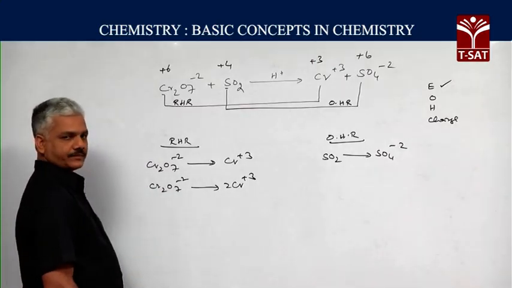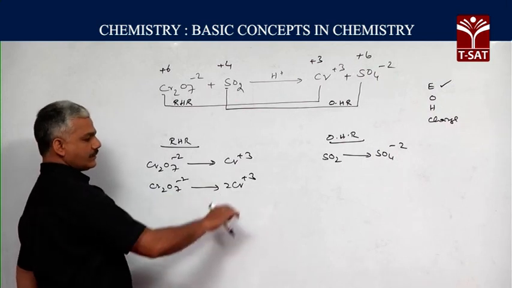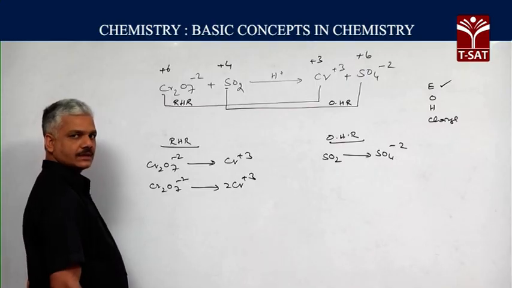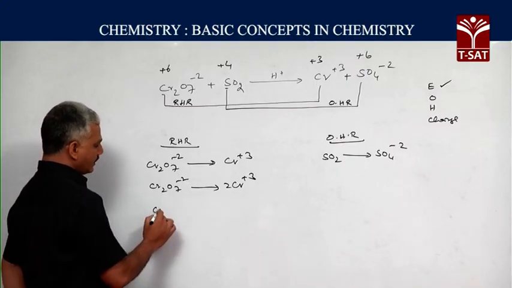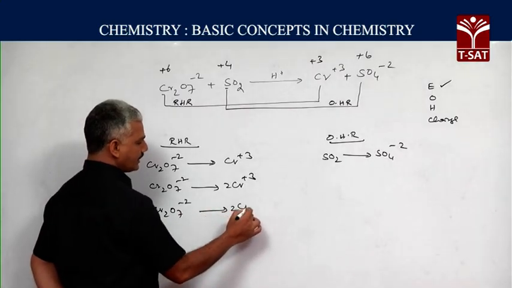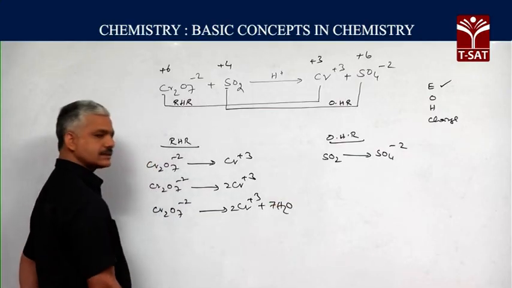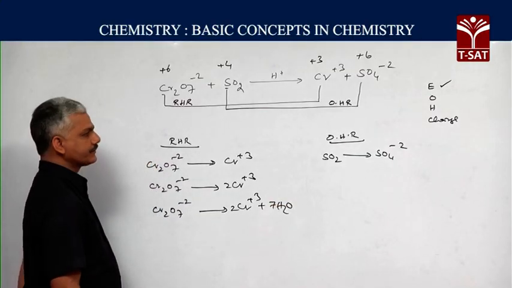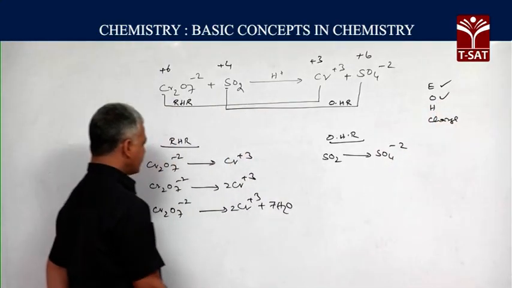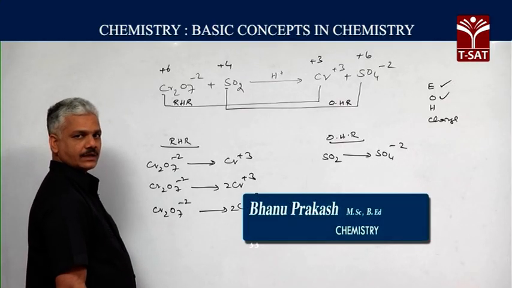Next, balancing of oxygen. On the reactant side, 7 oxygen atoms are present. On the product side, no oxygen atoms are present. So, as per the rule, on the deficient side, we balance oxygen by adding the required number of water molecules. In this case, that number is 7. Now, oxygen is balanced.